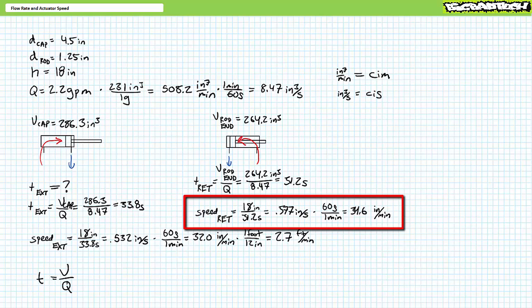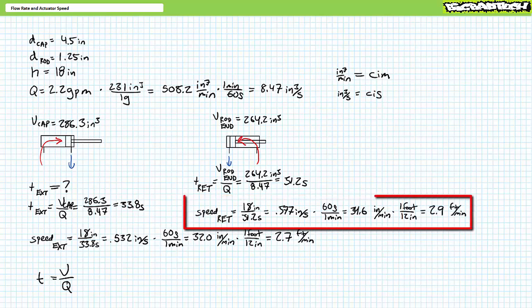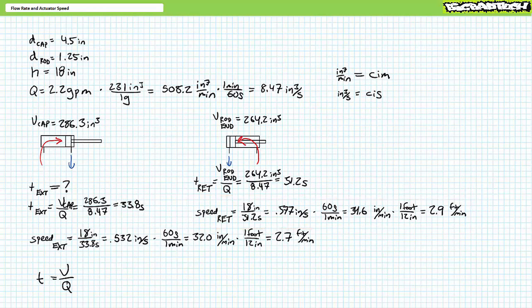This first stage of the unit conversion demonstrates that 0.577 inches per second is roughly equivalent to 34.6 inches per minute. Next, we need to convert inches per minute to feet per minute. To do so, one multiplies 34.6 inches per minute times 1 foot over 12 inches, such that the unit we don't want, inches, cancels out, and the unit we do want, feet, remains. The final stage of the unit conversion demonstrates this cylinder retracts at roughly 2.9 feet per minute. Like I said, at a constant flow rate, retraction always occurs faster than extension because there's less volume to fill.